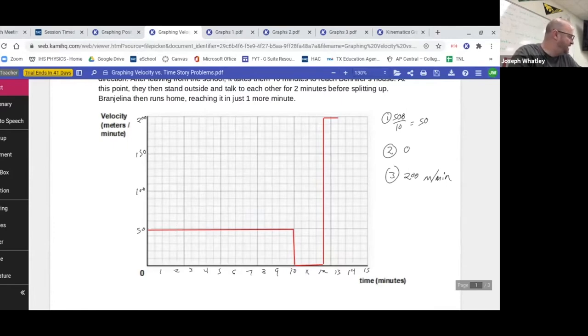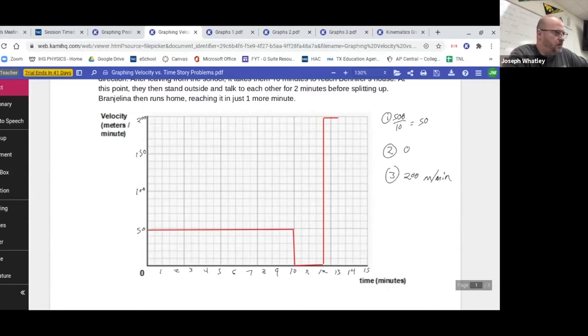If Brangelina had maintained this velocity the entire trip, how long would it have taken to travel the entire distance? Well, we know that distance or displacement equals velocity times time. If the entire displacement is 700 meters, and they're asking what if we use the 50 the entire time, displacement divided by velocity would give us time. It's a rearrangement of that equation. So 700 divided by 50 gave me 14 minutes. We just solve for time: displacement divided by velocity.